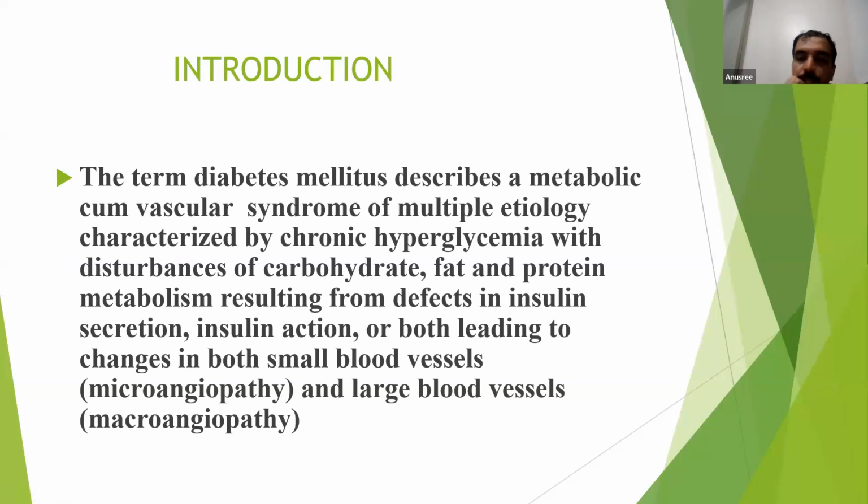Okay, we are going through a brief description of the definition of diabetes. Actually, it is a metabolic cum vascular syndrome. Mainly the process is metabolic, but it will lead to vascular problems, and the main etiology is hyperglycemia, which will disturb carbohydrate, fat, and protein metabolism. This hyperglycemia may be due to decreased insulin secretion, insulin absence, or decreased action of insulin, or both. And this will lead to both small vessel and large vessel changes, which we see as micro and macro angiopathy.